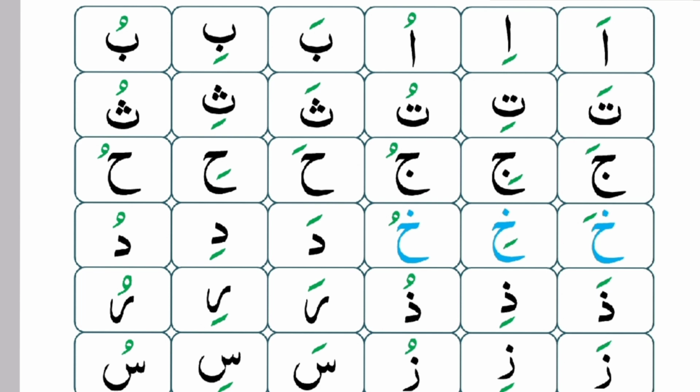Please open the next page. Look at the first line, first letter. You can see a sign on top of alif. This sign is Zabar. Look at the second box. You can see a sign below alif. This sign is Zair. Look at the third box. You can see a sign on top of alif. This sign is Pesh. All these signs, Zabar, Zair and Pesh, are called harakat.